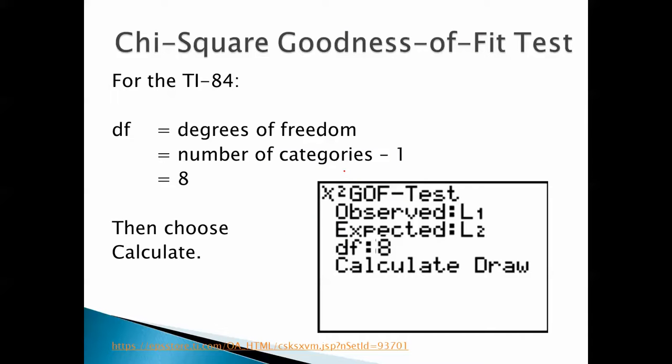Okay, for the TI-84, here's what you do. You would just go to under stats and then test, you would choose chi-square goodness of fit test. The degrees of freedom is the number of categories minus 1, which in this case is 8. And then you just calculate. Oh, if you have that calculator, I'm envious.